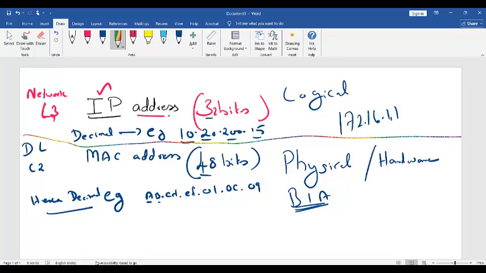Media access control address, MAC address. MAC address is 48-bit size, 48 binary bit size. Media access control. That's the name, media, because it is talking about whether to use Wi-Fi or to use the Ethernet media.